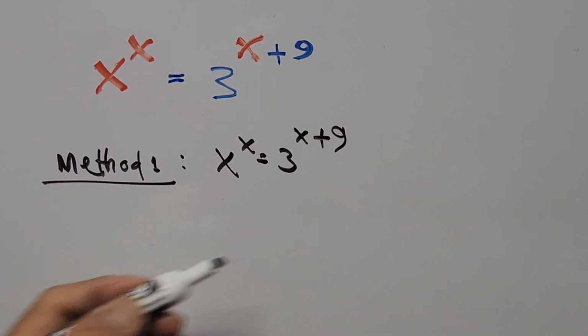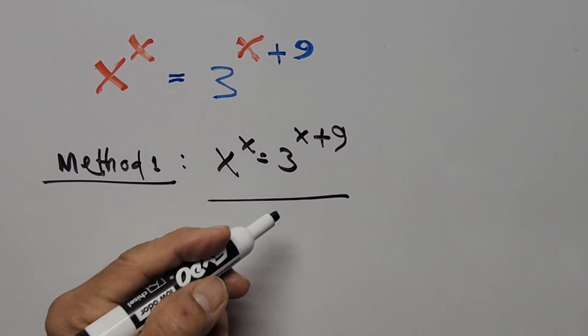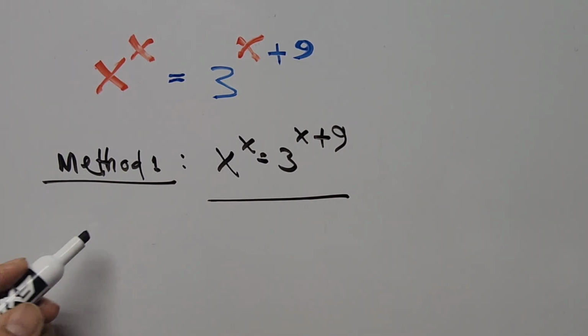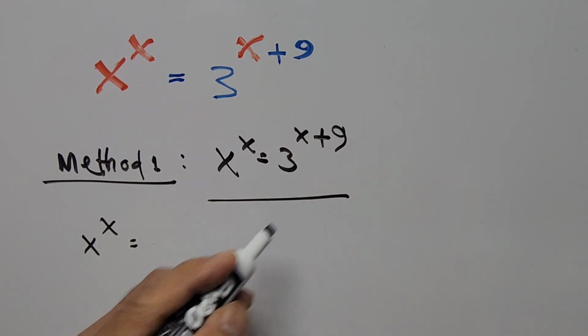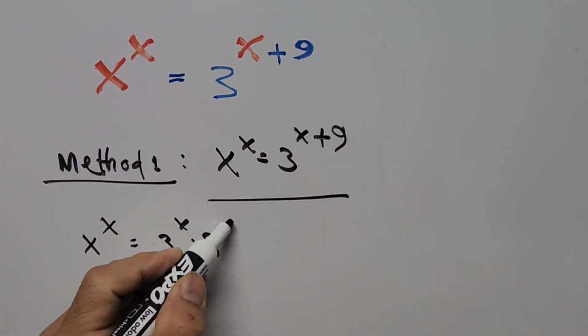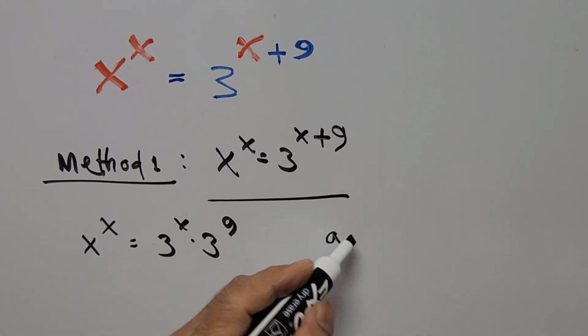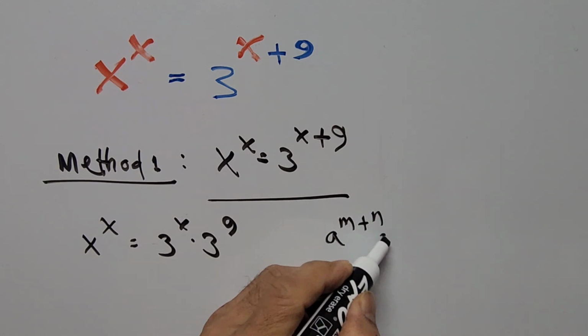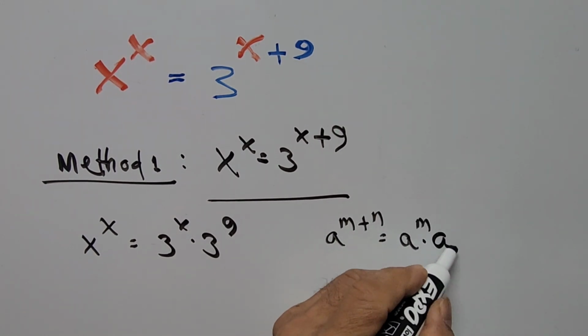So we have here our equation. Our first step will be to transform the right-hand side. Left-hand side remains the same, x to the power of x. The right-hand side can be written as 3 to the power of x times 3 to the power of 9. This is based on the exponent power rule, that is a to the m plus n is equal to a to the power of m times a to the power of n.